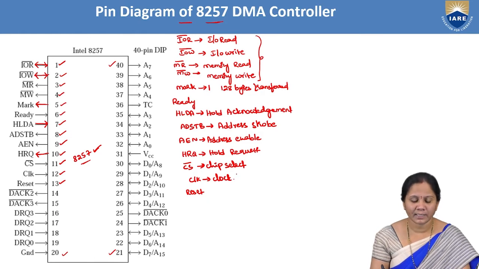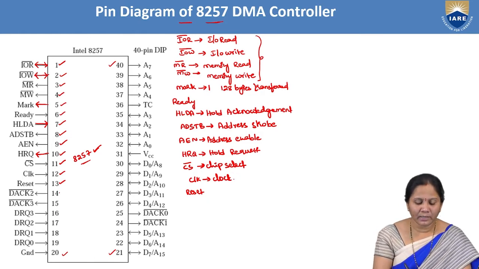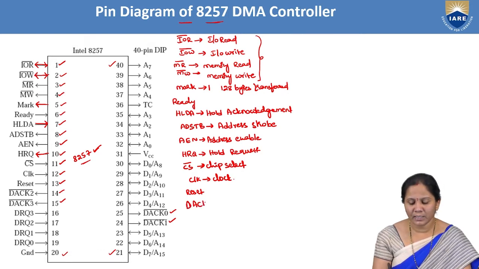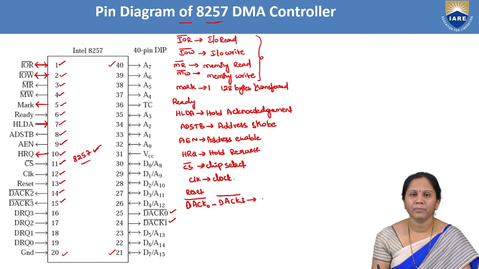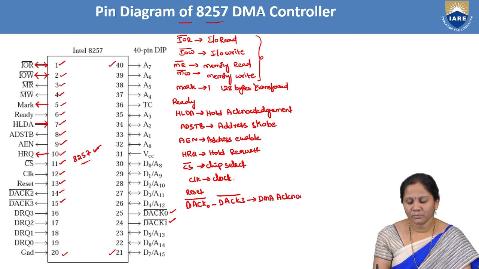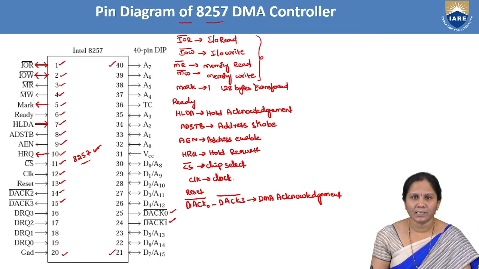And here these are pins 14, 15, 25 and 24. All these pins represent DACK0 to DACK3. They are active low signals. So there are 4 DMA acknowledgement signals. They are called DMA acknowledgement signals.